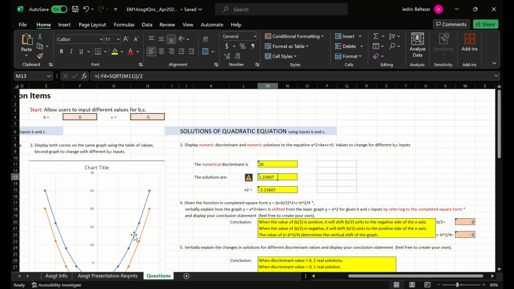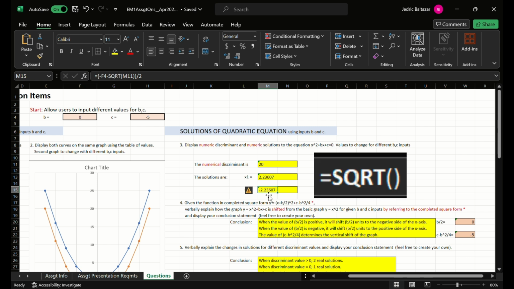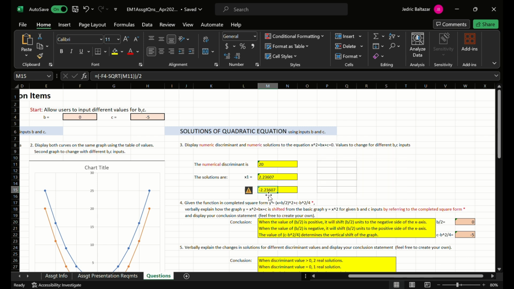To find the two values of x when x squared plus bx plus c is equal to 0, we use this formula. The formula used for the first value of x is minus cell F4 plus square root cell M11 divided by 2, and the formula used for the second value of x is minus cell F4 minus square root cell M11 divided by 2. We are using the SQRT function, where it is finding the square root of the numerical discriminant.